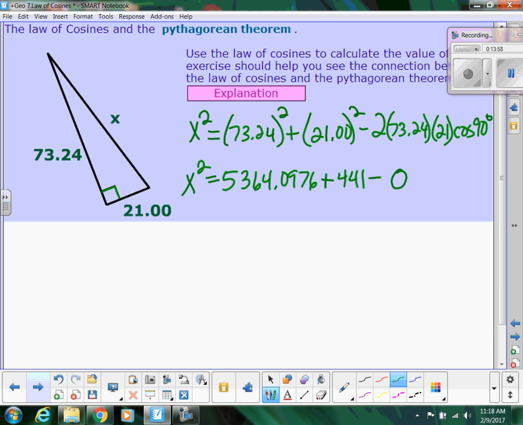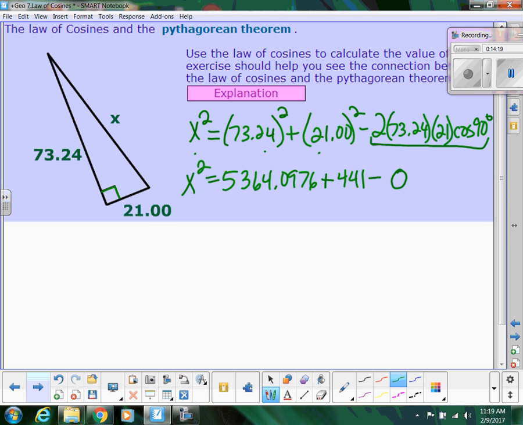If all of that goes away because the cosine of 90 is 0, the rest of this is really just a squared plus b squared equals c squared. All right, so we could have just done this with the Pythagorean theorem, but I wanted you to see how the law of cosines gives you the Pythagorean theorem if you have the 90 degrees.